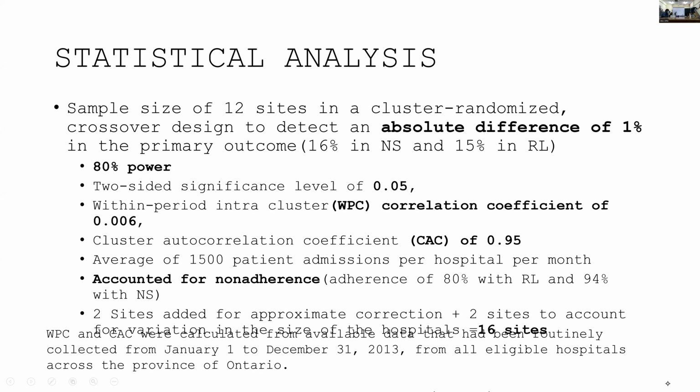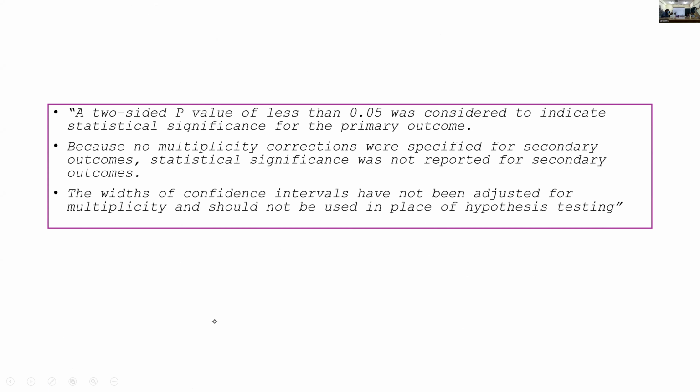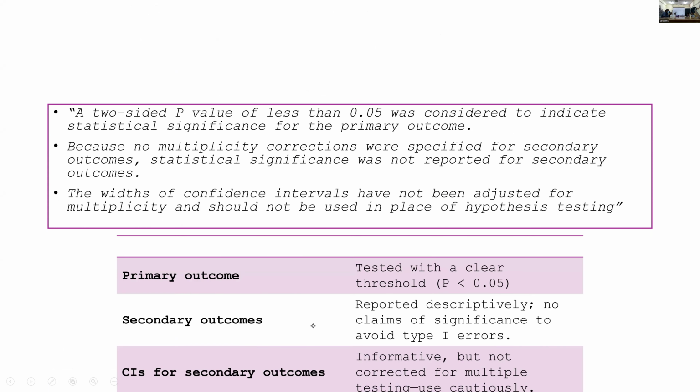So totally they wanted how many sites? 16 sites. But how many did they get? Only 7. So the other thing is they have actually given outcomes only for the primary outcome. They have not really calculated statistical significance for the secondary outcomes.